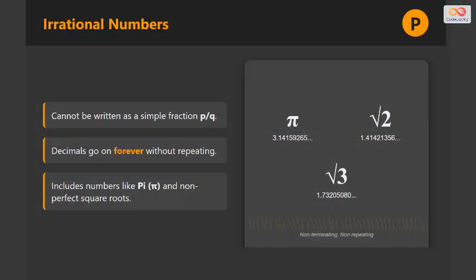On the other side, we have irrational numbers. These are numbers that cannot be written as a simple fraction. Their decimal expansions go on forever without ever repeating a pattern. The most famous example is pi, which starts as 3.14 but continues infinitely. Another example is the square root of 2.